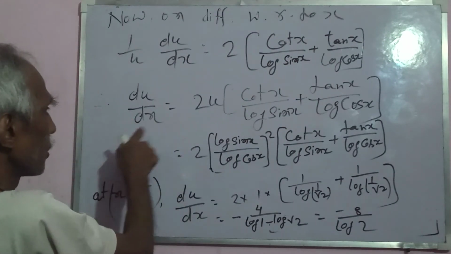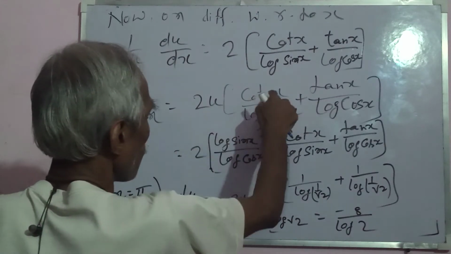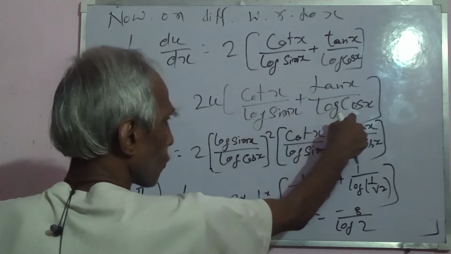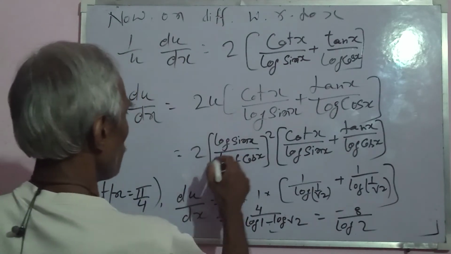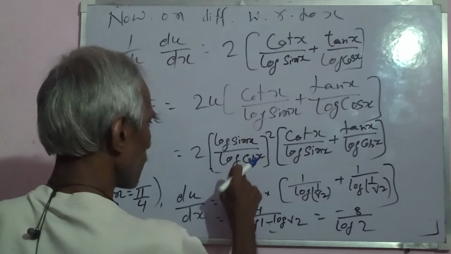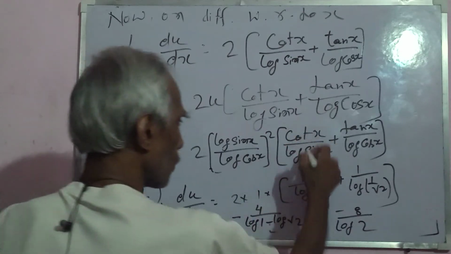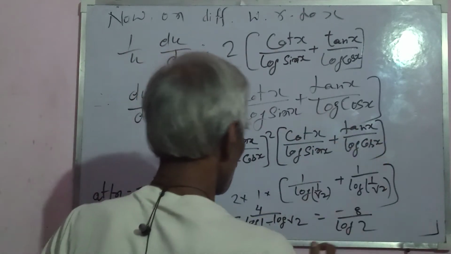Now du by dx will be equal to 2u (cot x by log sin x plus tan x by log cos x). Now putting the value of u, it will be 2 (log sin x by log cos x) whole square, and (cot x by log sin x plus tan x by log cos x).